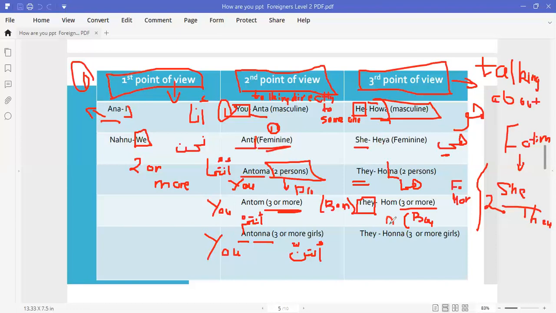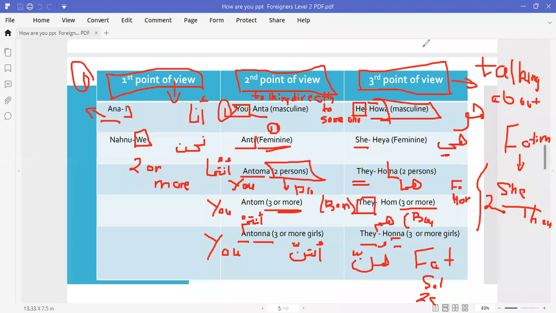Now, what if you are talking about three or more girls, they are girls only. For example, Fatima, Salwa, and Zainab. What do we use here? There we use antunna. Always who? Na. We use a stressed na. Hunna. That's why I put here tuna. Hunna. If I'm talking about three or more girls. So these are, guys, the first point of view, second point of view, and the third point of view.